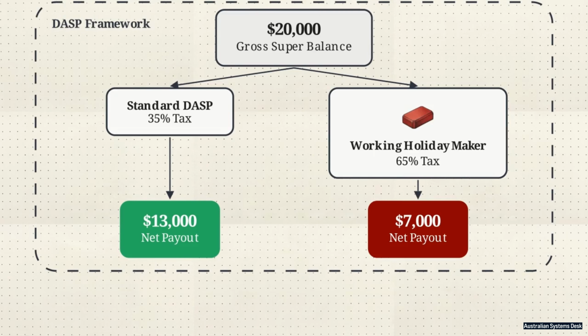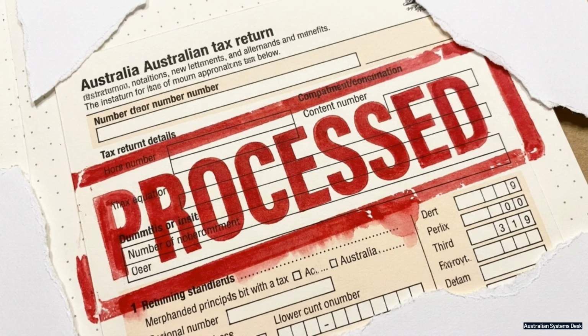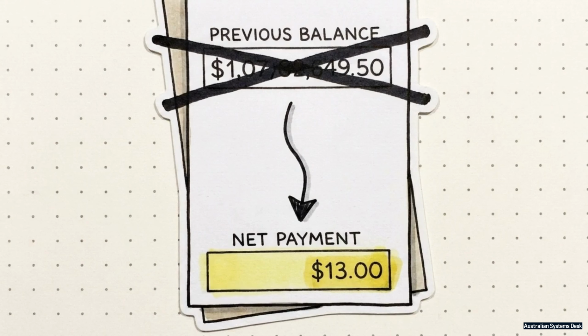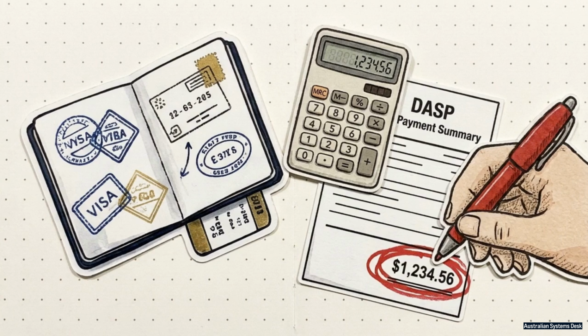DASP operates entirely independently from normal retirement withdrawals or financial hardship release. It is a specialized, rigid payment framework designed exclusively for departing temporary residents. Because it is a final withholding tax, you cannot get this money back by lodging an ordinary annual income tax return. Once the super fund deducts the DASP tax, that portion is gone. Expecting a $20,000 windfall and receiving $7,000 creates a massive financial shock. Understanding this final tax mechanism now is the only way to prepare for what you will actually receive.